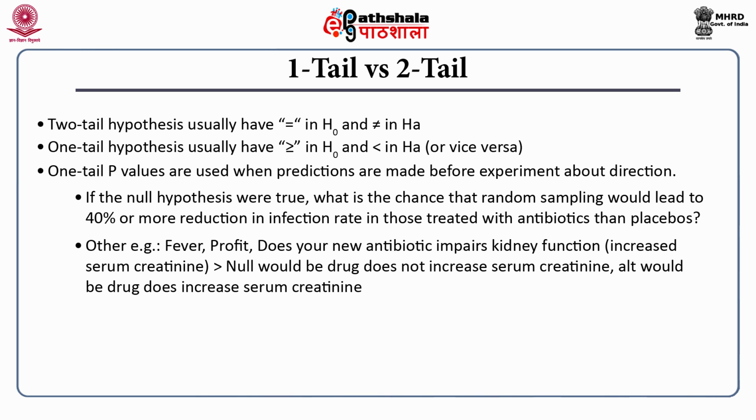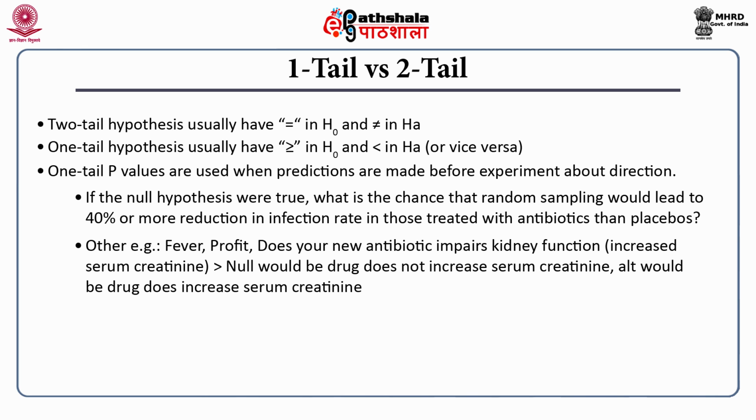Does your new antibiotic impair the kidney function, increase serum creatinine? So the null hypothesis would be the drug does not increase the serum creatinine. The alternate would be the drug does increase serum creatinine. So if your null hypothesis contains that particular symbol, not equal to or does not increase, then probably you should use the one tail p-value.